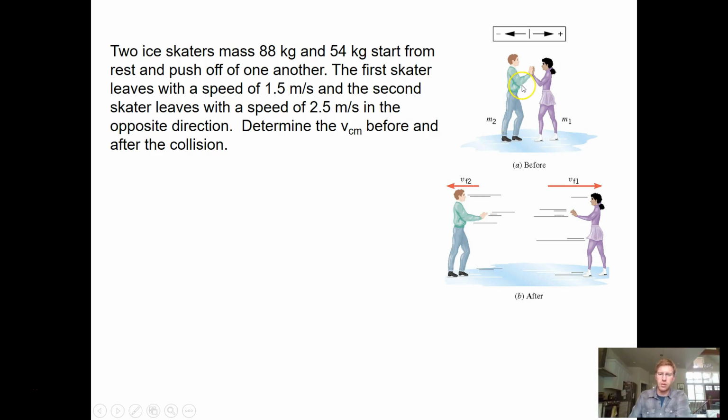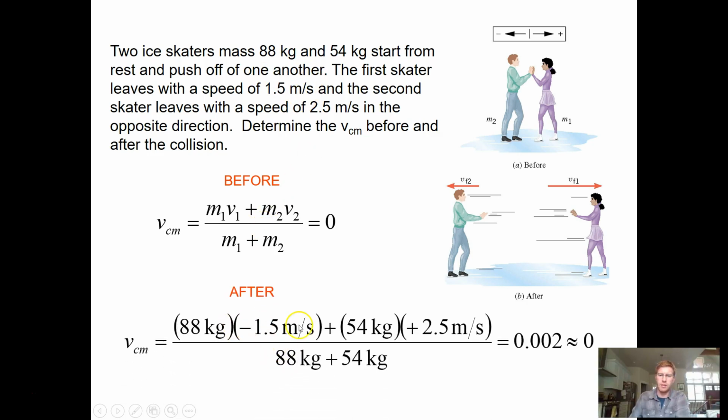The before, I'm guessing you can figure out pretty easily, right? Before, they're not moving, V1, V2, both 0, so the velocity of the center of mass is 0. What about afterwards? Well, we have their masses, we have their velocities. You plug and chug, making sure you realize since he's moving backwards it's a negative 1.5 meters per second, and we find that the velocity of the center of mass stays at approximately 0 as they push off of one another.